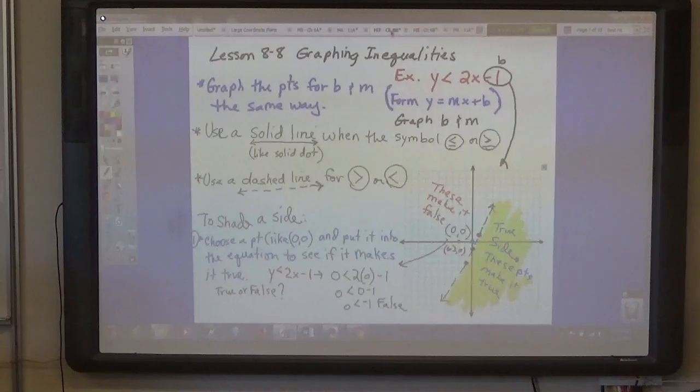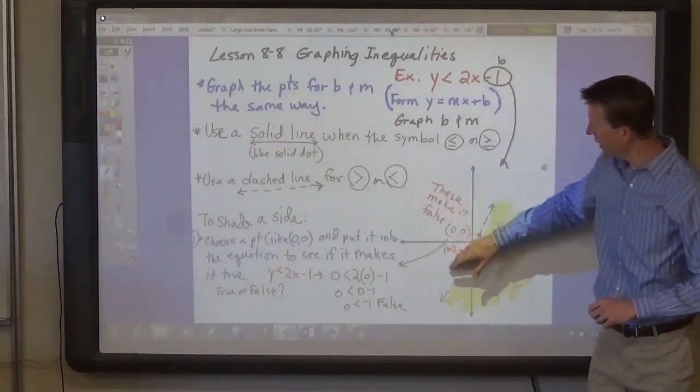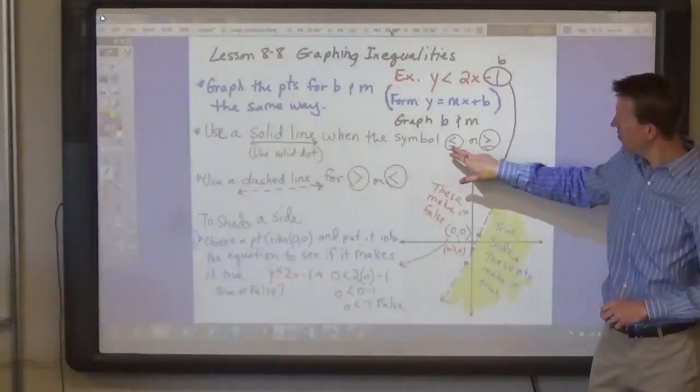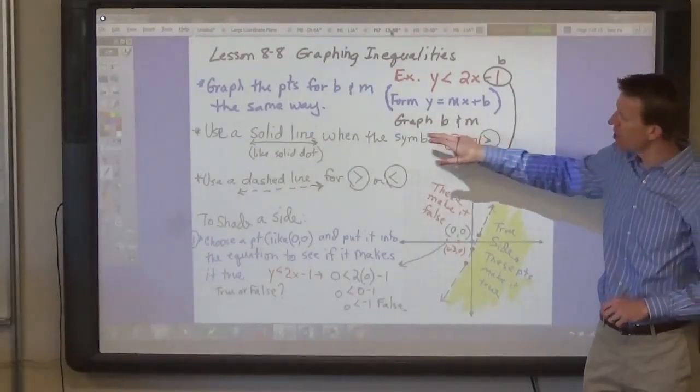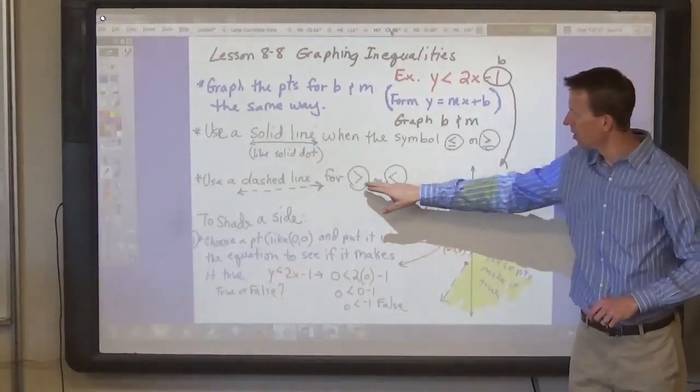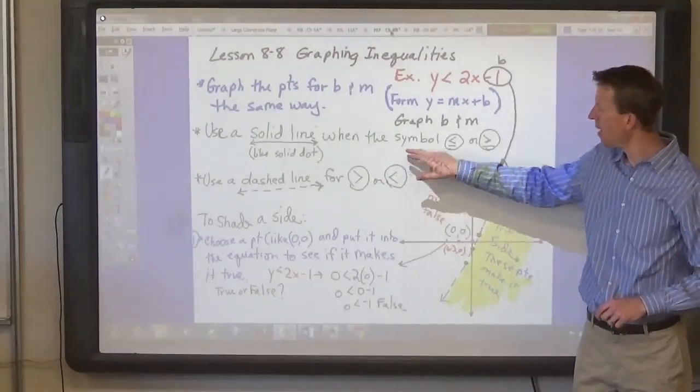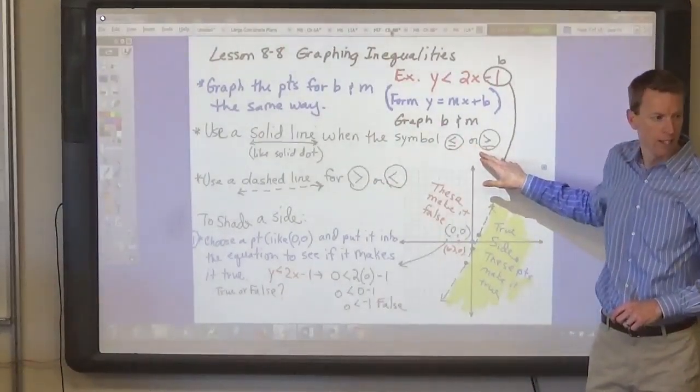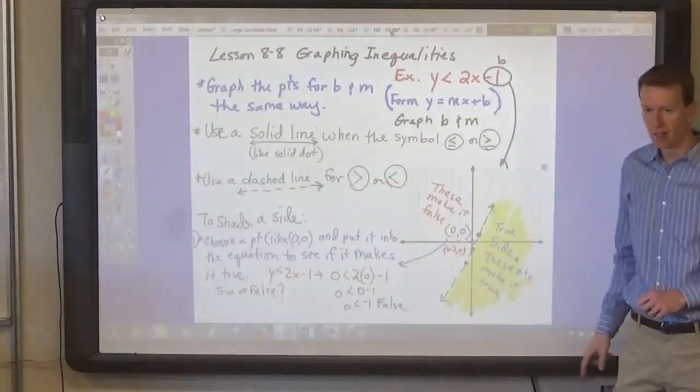When you were solving and graphing them, you had to use a solid dot if it was greater than or equal to, or less than or equal to, and you had to use an open dot if it was just the greater than sign or less than sign, right? Well, in the same way, when you're graphing it on a coordinate plane, if the symbol is the less than or equal to or greater than or equal to sign, you use a solid line instead of a solid dot. And if it is greater than or less than, but not equal to, doesn't have the equal to line underneath it, then you use a dashed line when you draw that line.